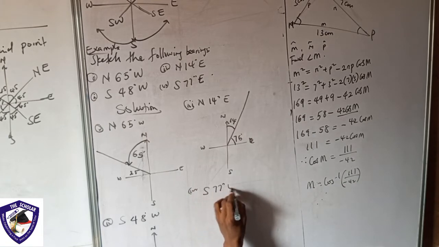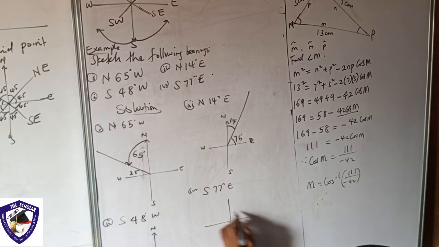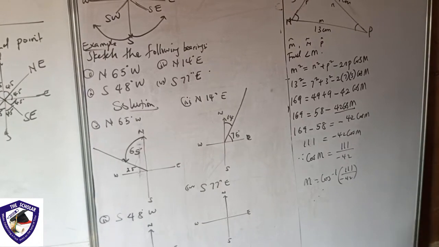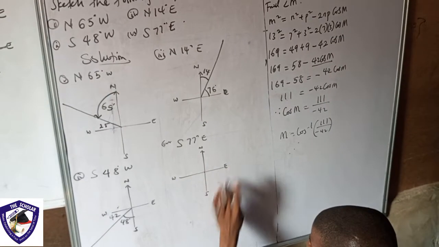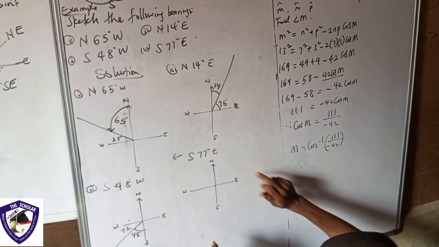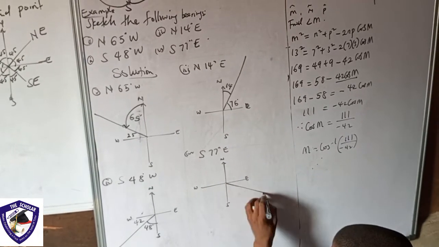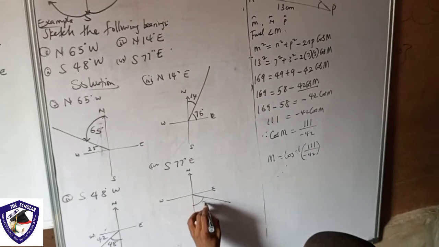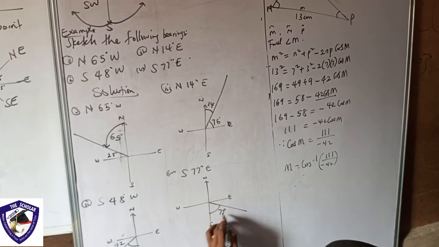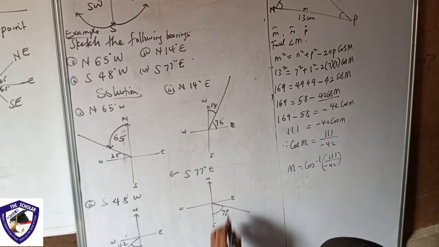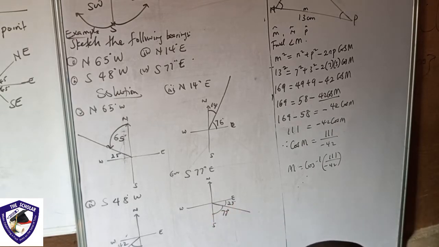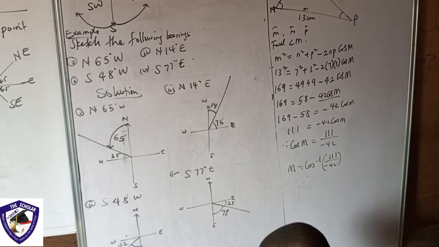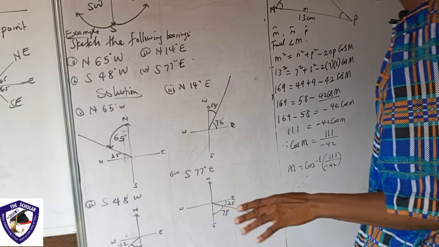Then the last one, number 4, is south 77 degrees east. Draw your cardinal point as well: north, south, west, and east. So we have south 77 degrees east, southeast. Southeast will be here. Then it's moving from south to east, not the other way around. So the 77 angle will be bigger than the other portion. So 77 will be here, 77 degrees. And the remaining portion here should be 23 degrees in order to complete 90. So this is how you sketch 2-digit bearing. I hope that is clear.